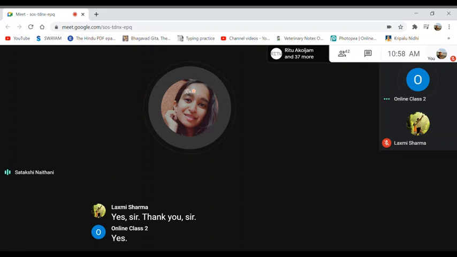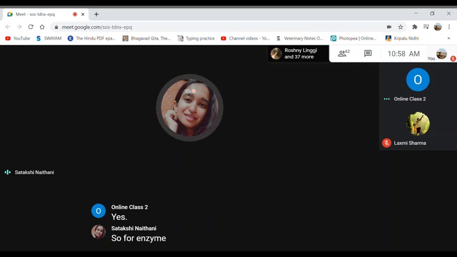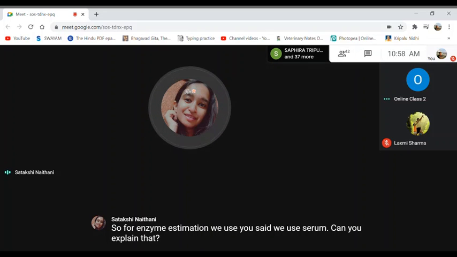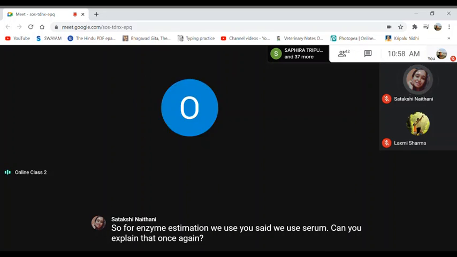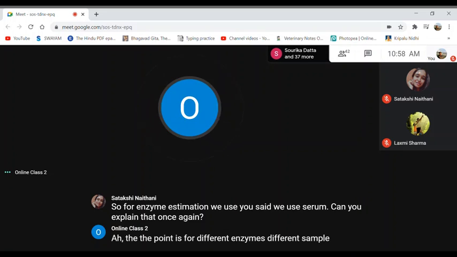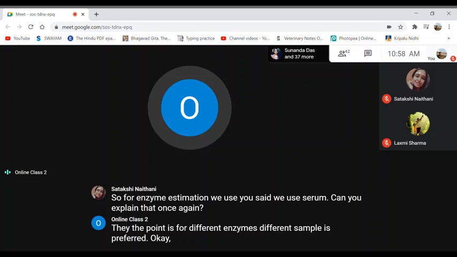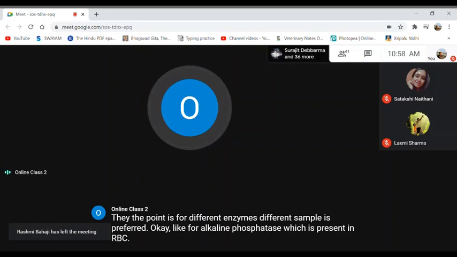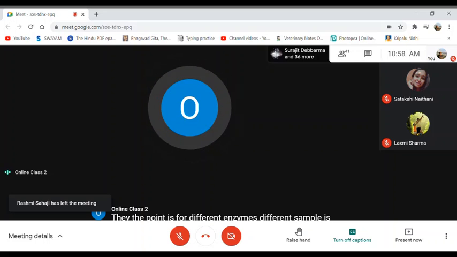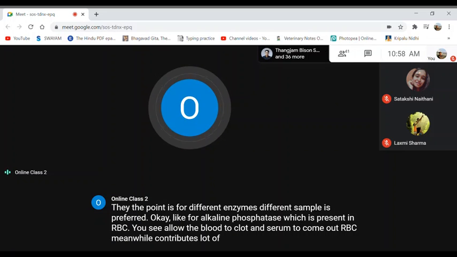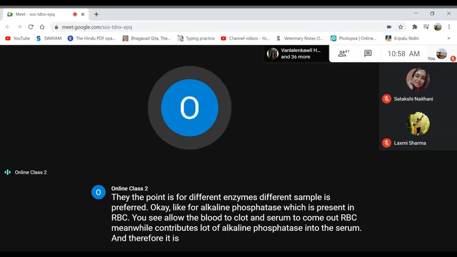Sir, for enzyme estimation, you said we use serum. Can you explain that once again? The point is, for different enzymes, different samples are preferred. Like for alkaline phosphatase, which is present in RBC, if we allow the blood to clot and serum to come out, RBC meanwhile contributes a lot of alkaline phosphatase into the serum, and therefore it is not preferred.